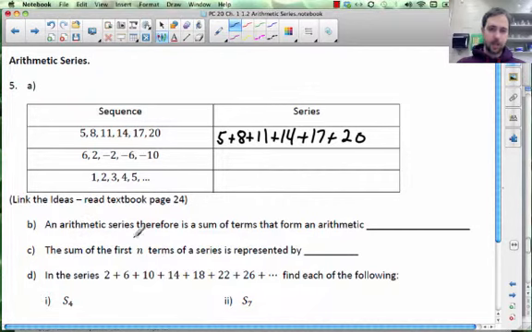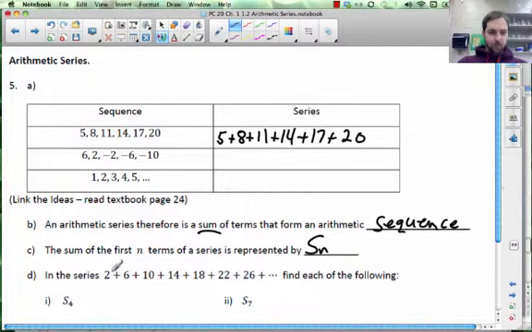Alright, so now that you're back, an arithmetic series therefore is a sum of terms that form an arithmetic sequence. So whatever our sequence is, we just take that sequence and we turn it into a sum by putting a plus sign in between every single term of the arithmetic sequence. The sum of the first n terms of a series is represented by S sub n.